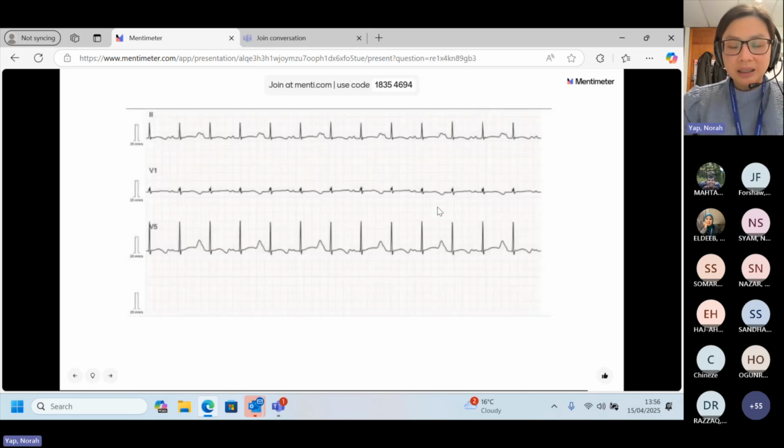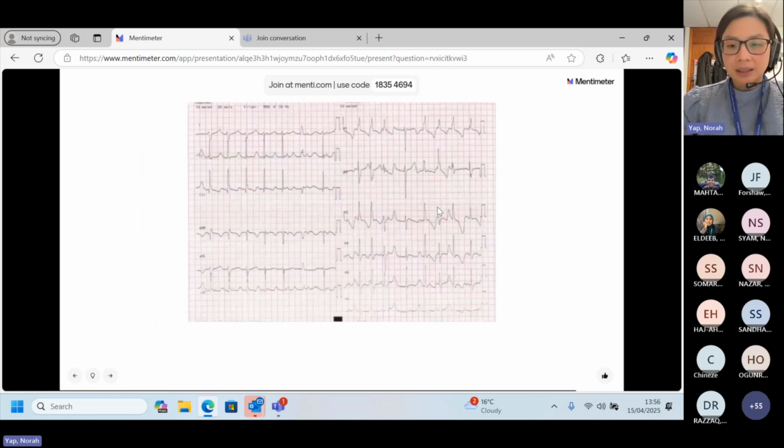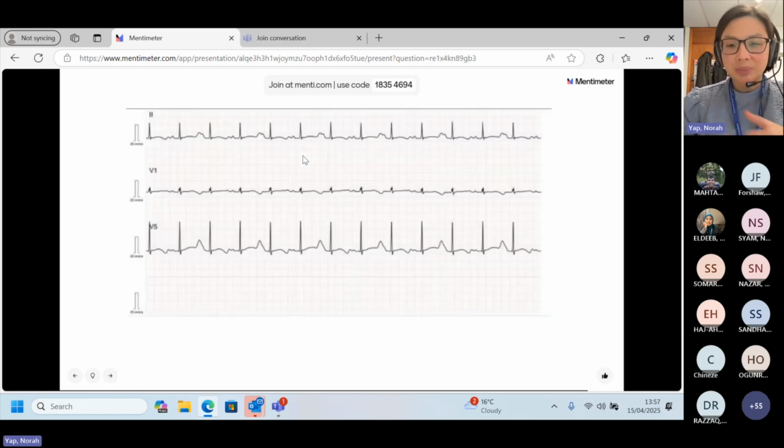So in this scenario, you would start to think about something along the line of: is this a cardiomyopathy, arrhythmogenic cardiomyopathy, or is this some sort of channelopathy? For the sharp eye, you'll see that the QT interval is actually quite long over here. So it raised a suspicion that this could be some sort of long QT.